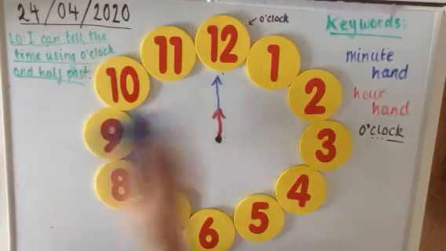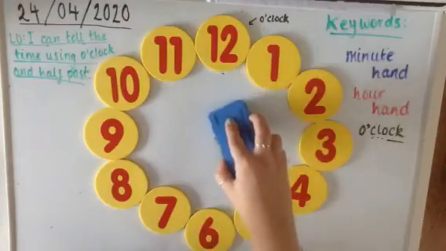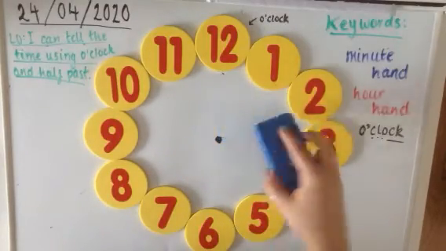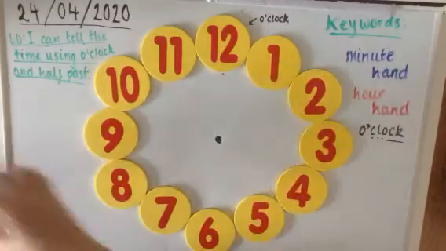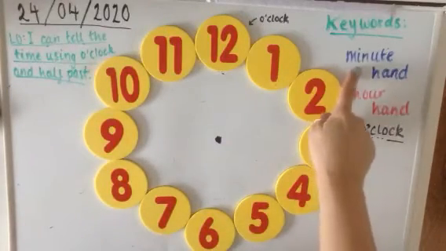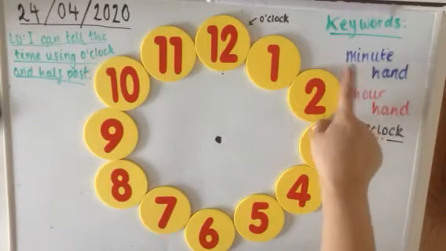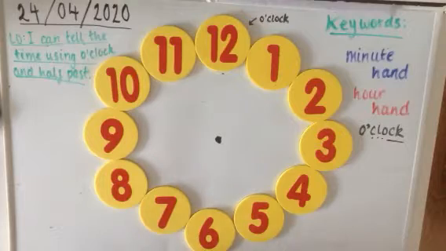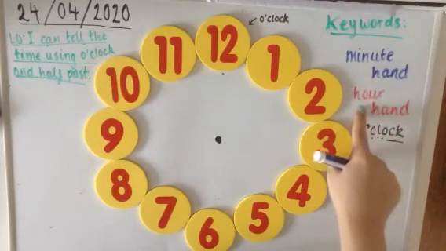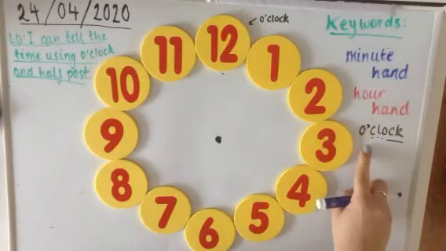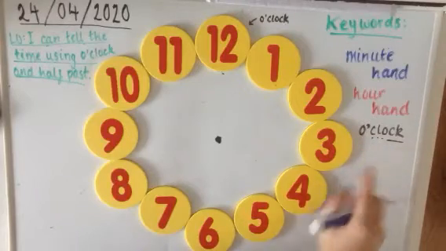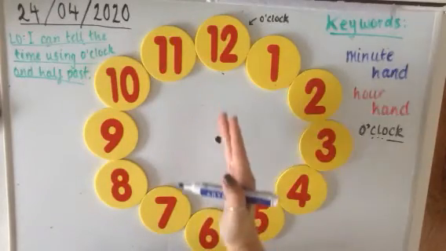Okay, good job. We are now going to carry on with today's lesson. So I hope you are listening very carefully. Our keywords are still going to be minute hand. Remember, our minute hand is our long hand. Okay, we have our hour hand, which is our short hand. We have the word o'clock, and o'clock is when it is pointing straight to the 12.